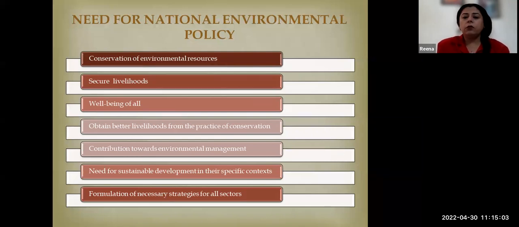Then how to obtain better livelihoods from the practice of conservation. One is to secure and then to obtain better livelihoods. Then contribution towards environment management. We are an international signatory, so we have to contribute to prove it to our international partners and parties to the memorandum of international environment rules and regulations. Then again, we have to contribute as a nation to ensure that our future generations keep on deriving the benefits from our natural resources, as we have already done. Then there is a need for sustainable development in specific contexts, and formulation of necessary strategy for all sectors. So this all gives you the different needs of environment policy.